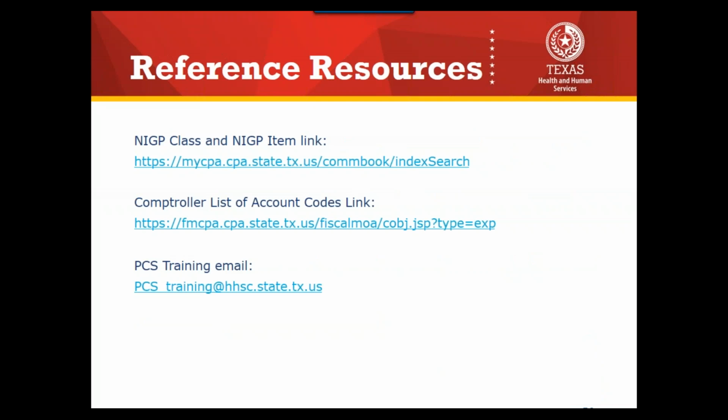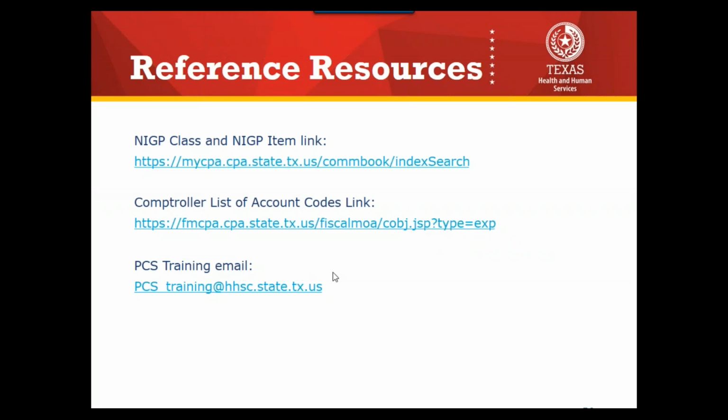Some reference resources. So this is the NIGP class and item code. We talked about that earlier. This is the account codes. So in your chart field 2, remember when you did your speed chart, the first field of account codes will not populate. You have to have your own account codes. This is the link for you to be able to search for those.